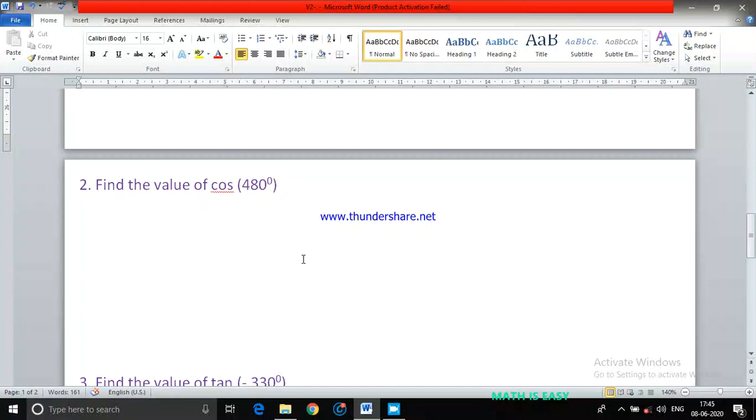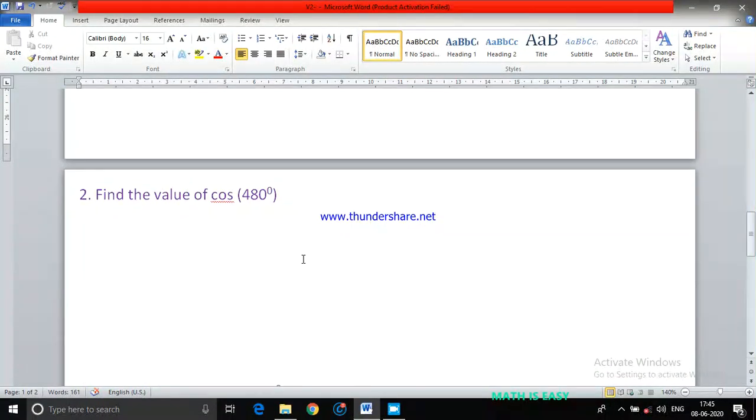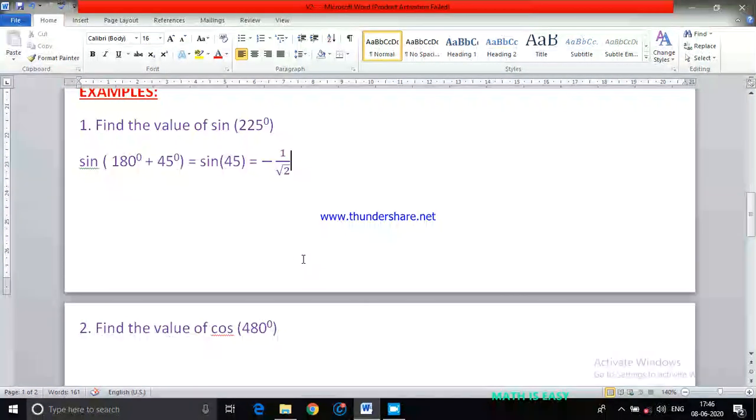Now let me try this one. Find cos 480 degrees. 480 degrees is near to 360, right? If I take 360 plus 120, it's more than 360. 360 plus 90 is 450. So this you have to guess.